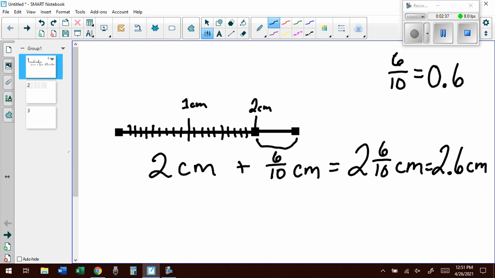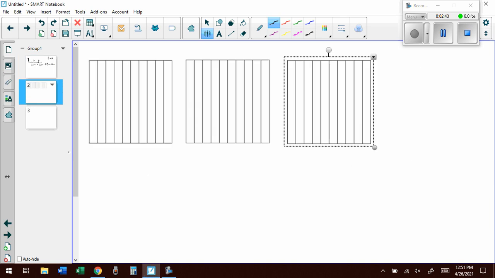Now we can also show the same thing using a visual model instead of line segments. And the way that we would do that is we need to show 2 and 6 tenths.